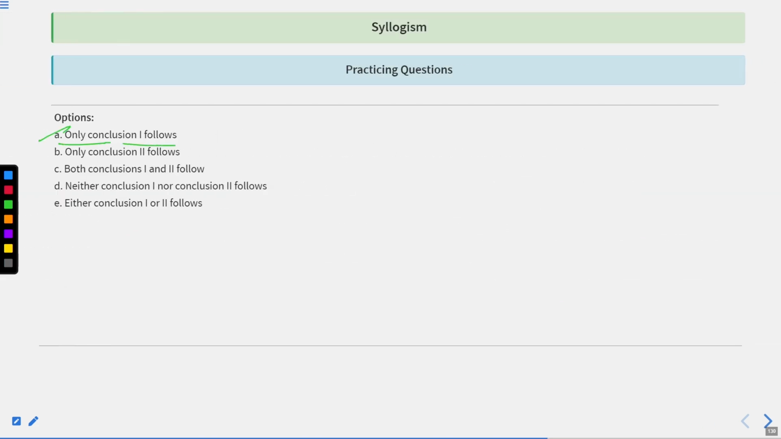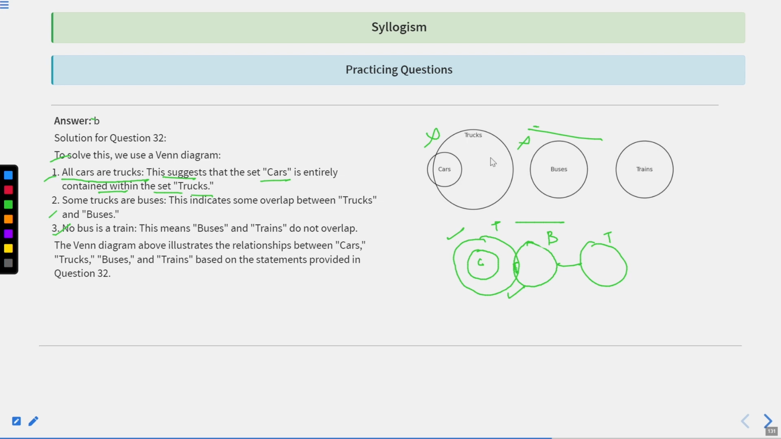Only conclusion one follows, not conclusion two, because we cannot come to the conclusion either this, or this, or this. The correct answer is not answer B, but rather answer A, my dear students. So I suppose you have understood why the answer would be answer A and not answer B, because the conclusion cannot be assumed. The statement shows no relation between buses and cars.